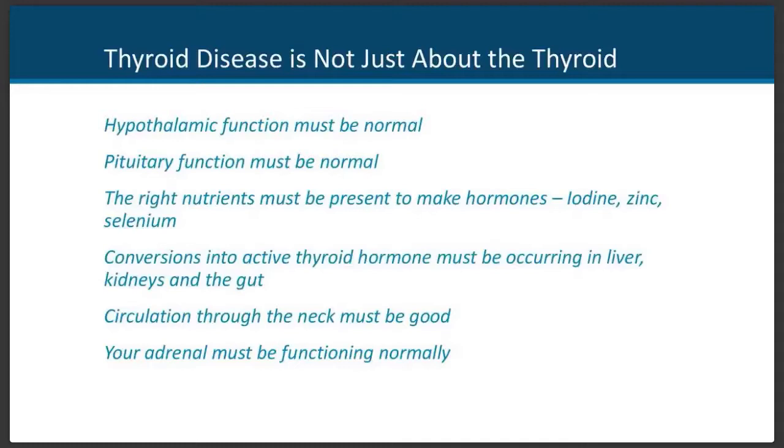So that has to be occurring in your liver, kidneys, and gut. If there are pathologies or difficulties there, that can make it difficult. And it can make it look like your thyroid is not doing very well, even though it's really a peripheral conversion problem. The circulation through your neck has to be good. Sometimes we hold a lot of stress in our neck. We kind of clamp things down a little bit. It's not enough to hurt your thyroid dramatically, but it can be enough to change how efficient it is. And your adrenal has to be functioning normally, along with your other hormones, like we've mentioned.